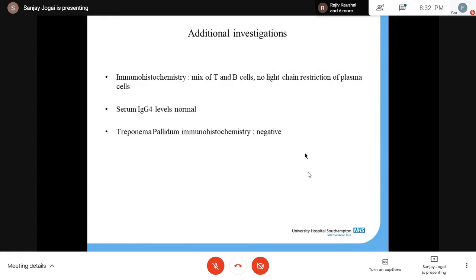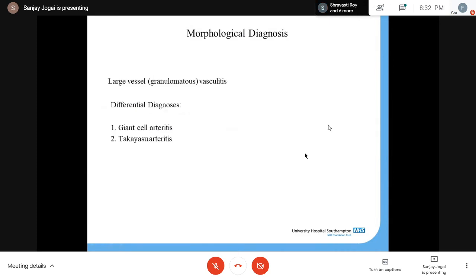And it was an odd case. So it was a pulmonary artery. So we also wanted to exclude syphilis. Not that I've seen an example here, but we did Treponema pallidum immunohistochemistry, that was negative. So what we are basically dealing with is large vessel vasculitis, granulomatous large vessel vasculitis. So essentially we just have two differentials, either a giant cell arteritis or a Takayasu.